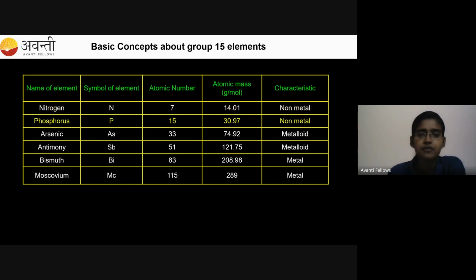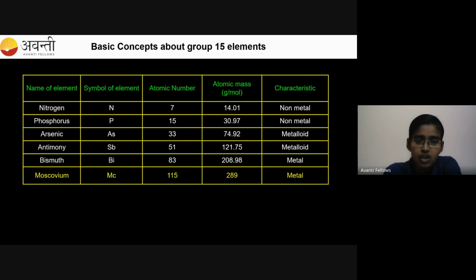Coming to phosphorus, atomic number is 15. Atomic mass is 30.97. In most of the problems in your class 11, we use the atomic mass of phosphorus as 31, right? You have to keep that in mind. And arsenic is a metalloid. Antimony, you have to see the symbols of all the elements, they are very important. Antimony has the symbol Sb. Okay, it is a metalloid. And bismuth is a metal. And moscovium is also a metal. So the first two are non-metals, the second two are metalloids, and the third two are metals. Got it? Moscovium is also a metal.